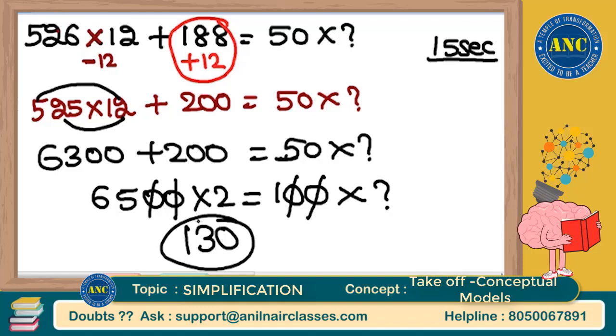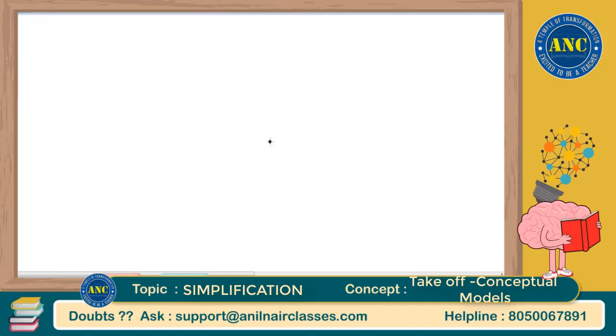Answer is 130. I made this 50 to become 100 so that I can cancel both the zeros on the left hand side and my calculation will reduce. That is how I think in my problems, so that I solve it a little easier. Idea clear?